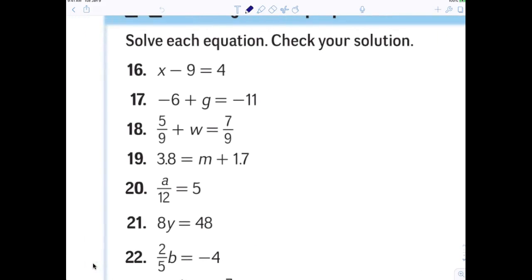416, what do I have to do to both sides? Everybody. Add 9. Right? Add 9. So right next to it, you don't have to do anything. You can just put x equals what? 13. X equals 13. That's what you're allowed to do.